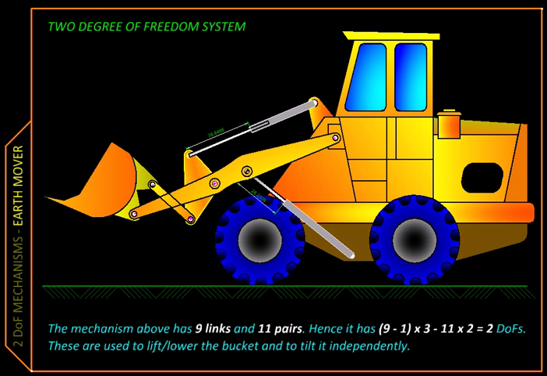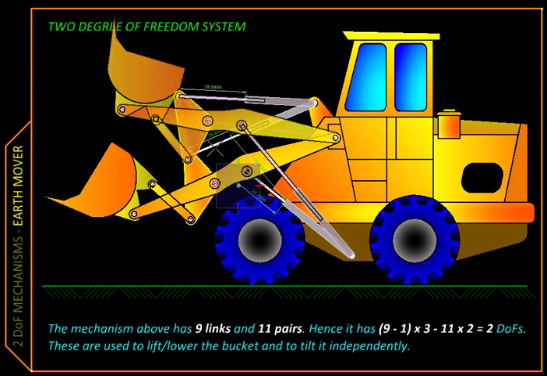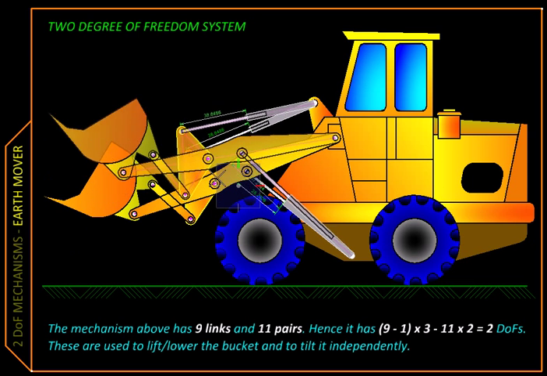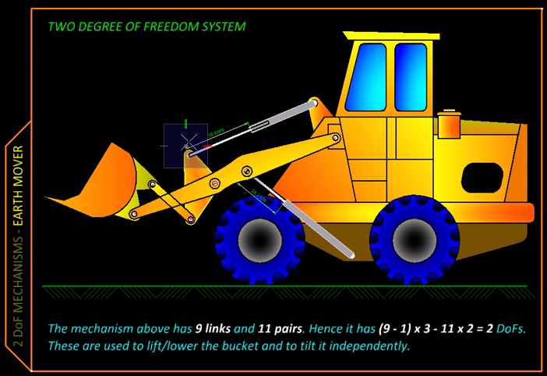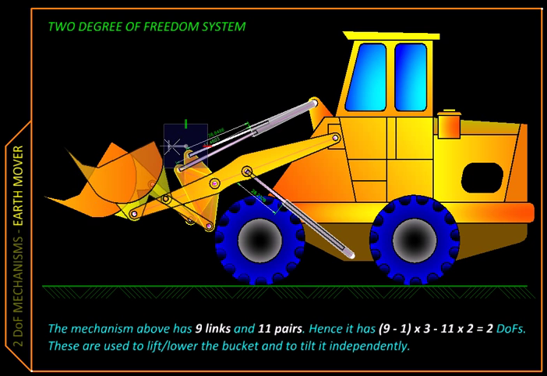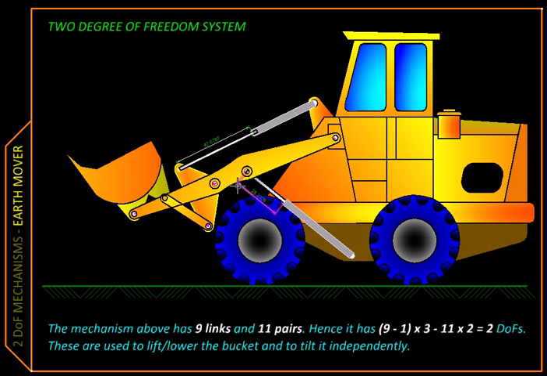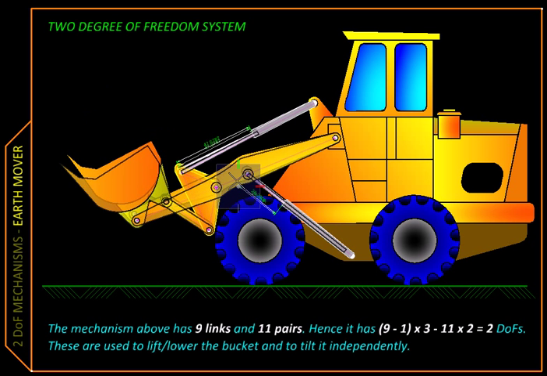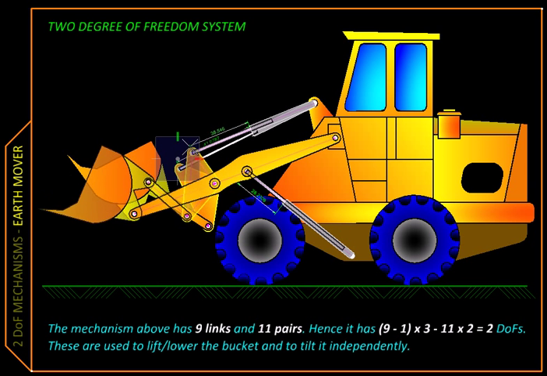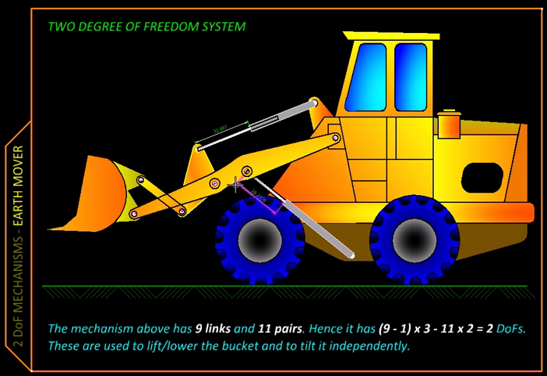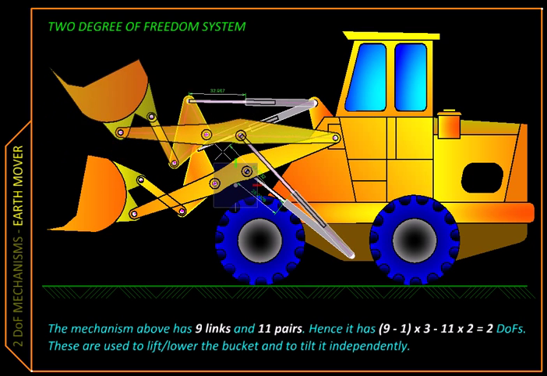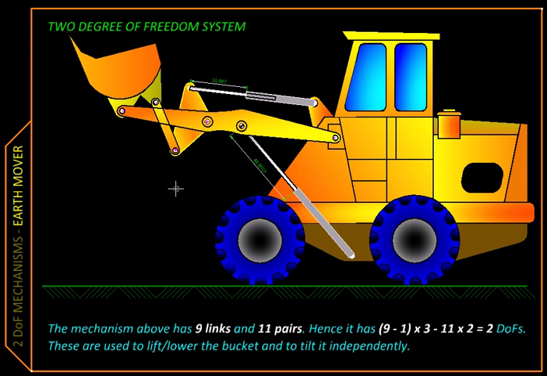And this is not surprising, because there are two things that we want to do. We want to raise and lower the bucket independent of tilting the bucket like this. And if we keep this in mind, the functionality of our mechanism, in that case it gives us an easier way, a trick to find the degree of freedom of a real life mechanism.